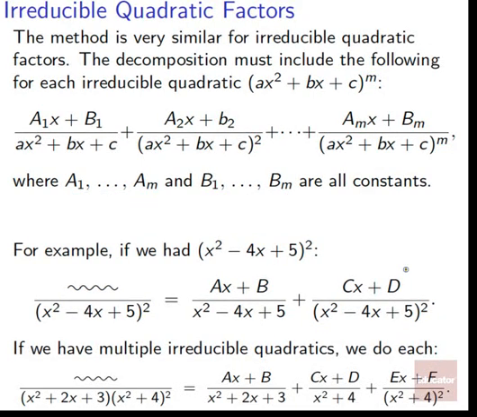If we have multiple irreducible quadratics, we just do each of these. So for example, if we had x squared plus 2x plus 3, that is an irreducible, and x squared plus 4, and it had squared, then we have ax plus b over x squared plus 2x plus 3. There's only one of them, so it only shows up once, plus cx plus d over x squared plus 4. It's going to show up twice because of that 2, so it shows up a second time here. And so we've got ex plus f. So we just keep doing this process of capital letter x plus capital letter, until we've worked out all of the times that we had things showing up, right? Total of 3 because we had 1 there and 2 there, so total of 3.